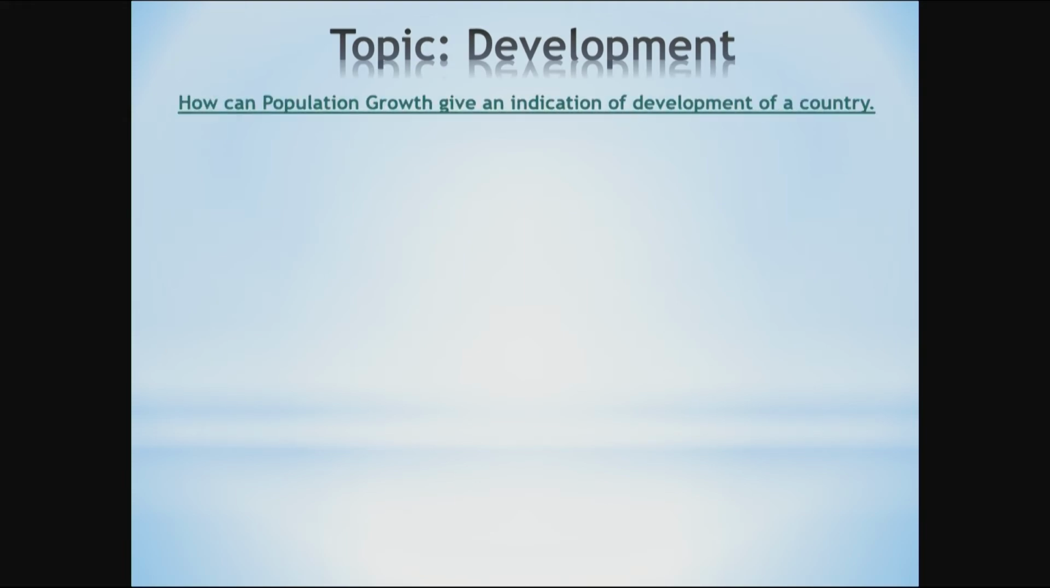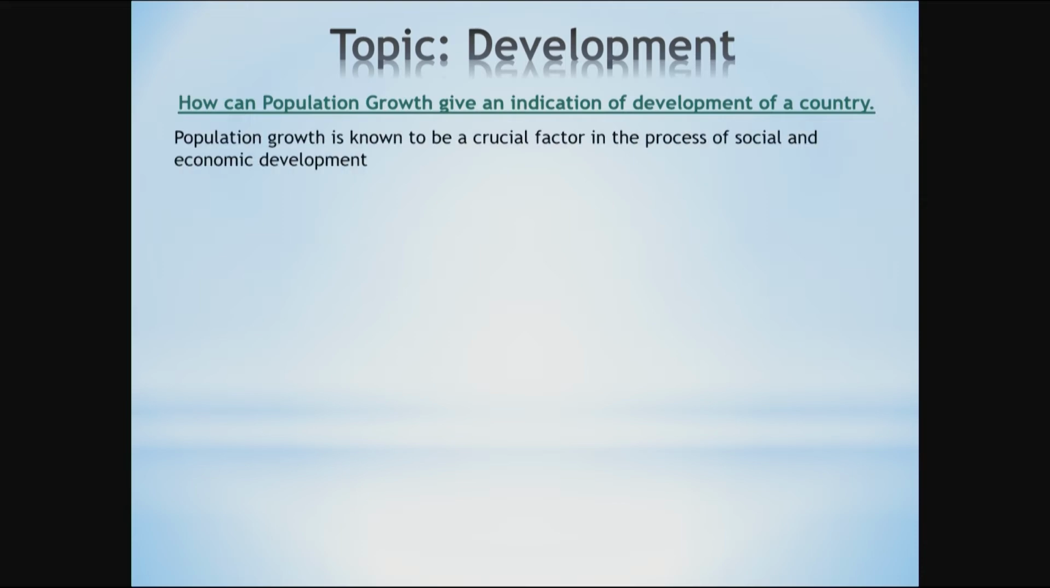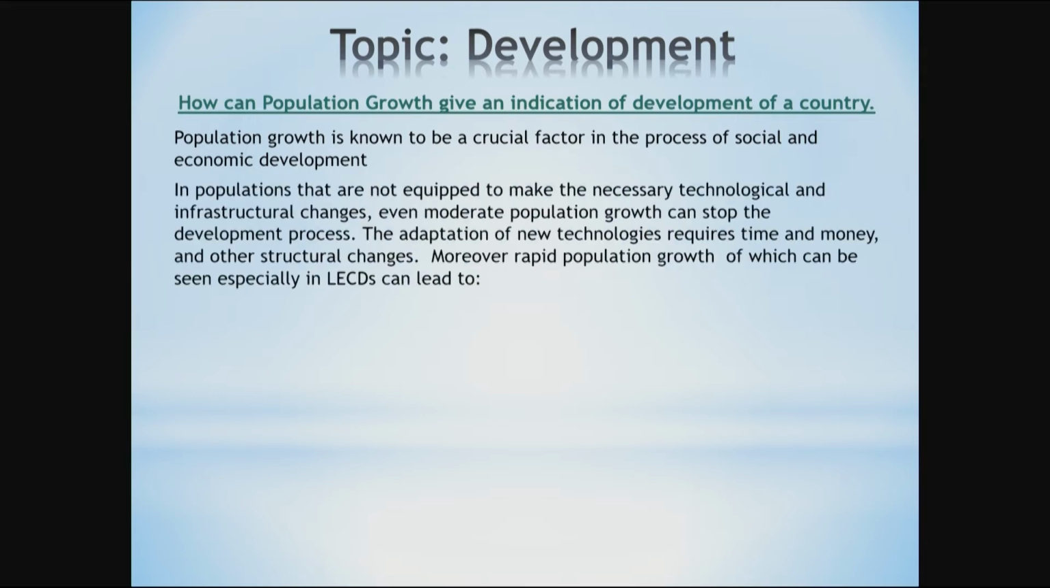How can population growth give an indication of development of a country? Population growth is known to be a crucial factor in the process of social and economic development. So here we are talking about population growth. In populations that are not equipped to make necessary technological and infrastructural changes, even moderate population growth can stop the development process. The adaptation of new technologies requires time and money and other structural changes.